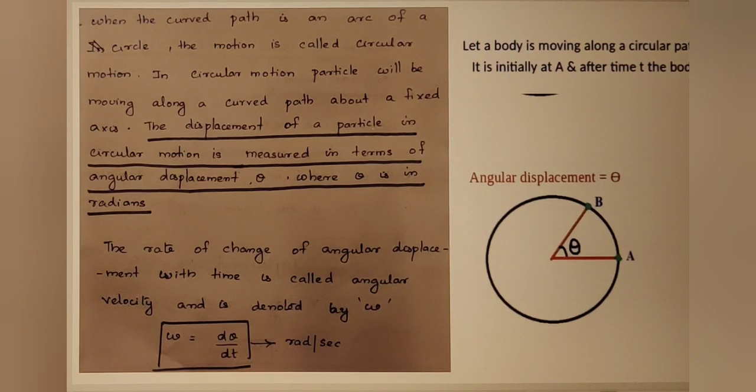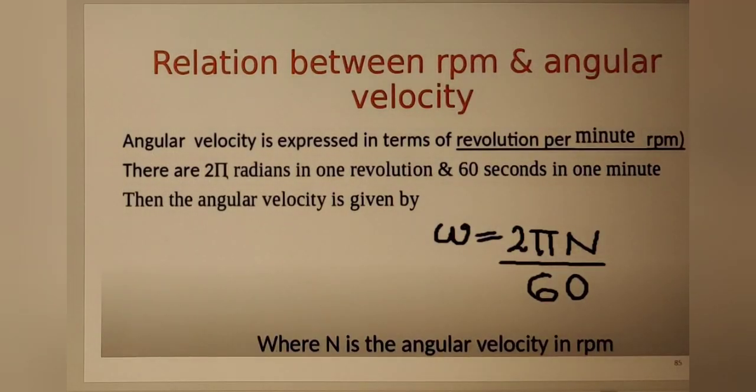Now the rate of change of angular displacement is known as the angular velocity, which is denoted by omega. So omega is equal to d theta by dt. The unit of angular velocity is radian per second. But in most problems the angular velocity is given in RPM, that is revolution per minute. If it is given in revolution per minute, you have to convert it into radian per second.